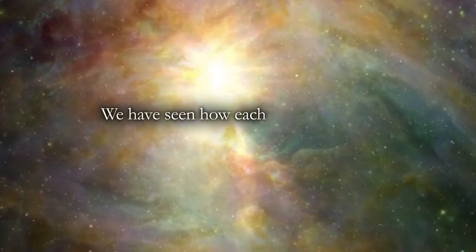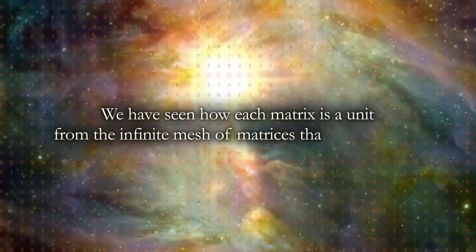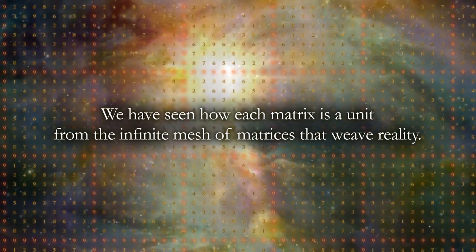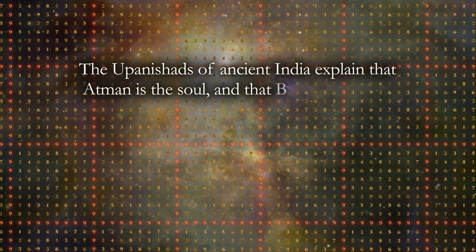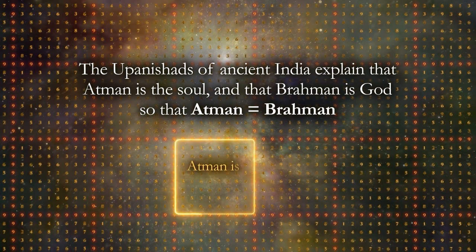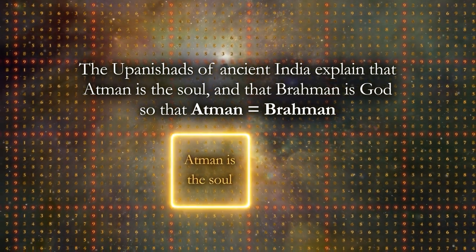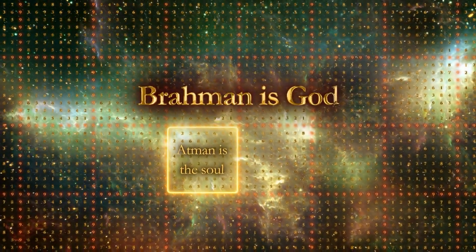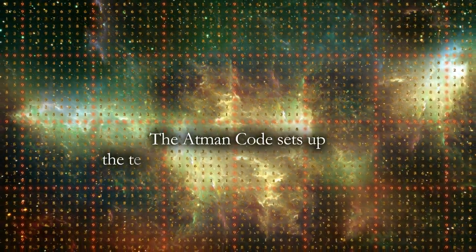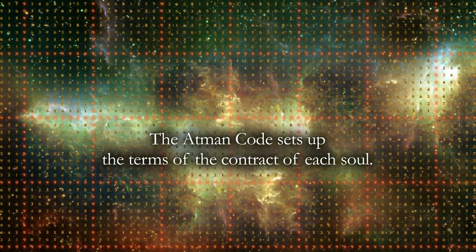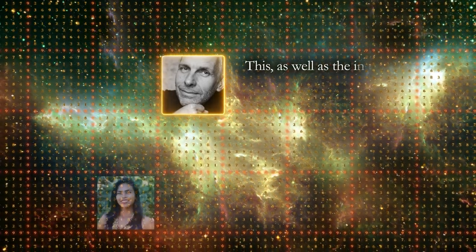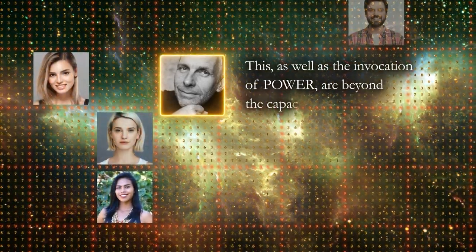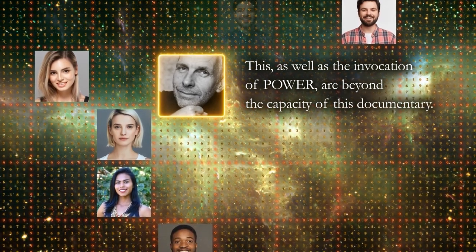We have seen how each matrix is a unit from the infinite mesh of matrices that weave reality. The Upanishads of ancient India explain that Atman is the soul and that Brahman is God, so that Atman equals Brahman. The Atman code sets up the terms of the contract of each soul. These, as well as the invocation of power, are beyond the capacity of this documentary.